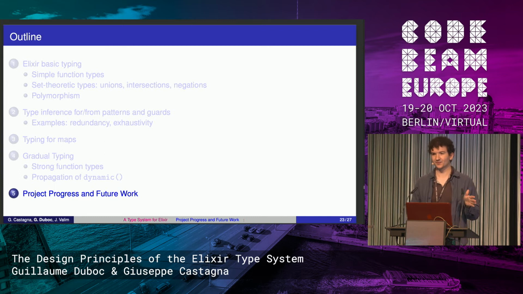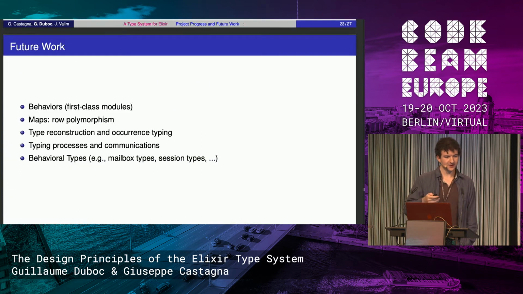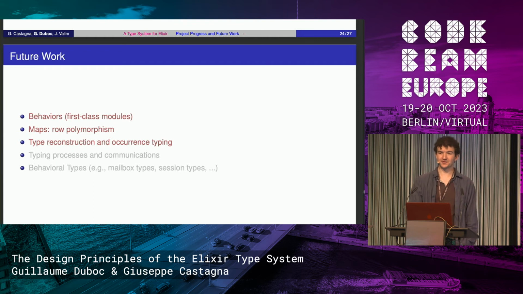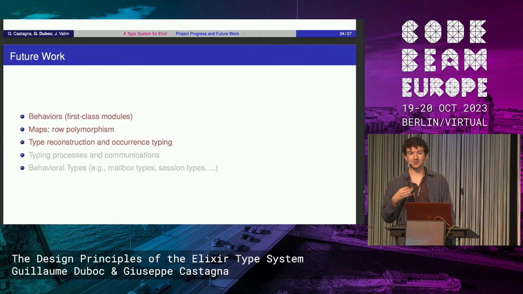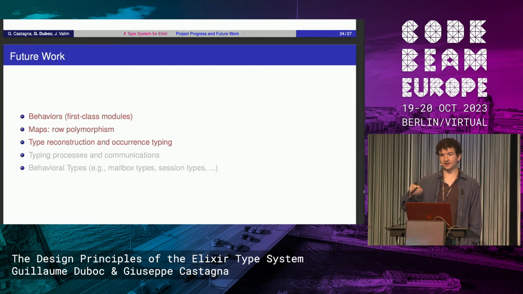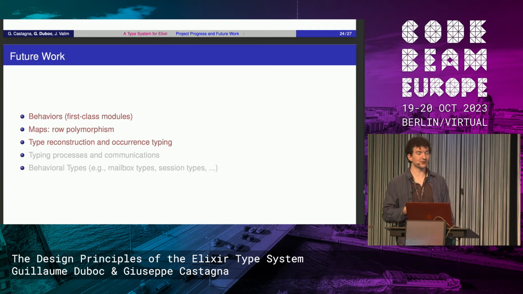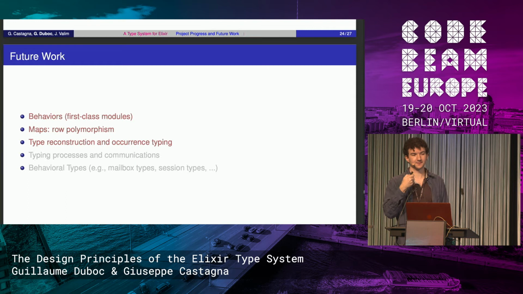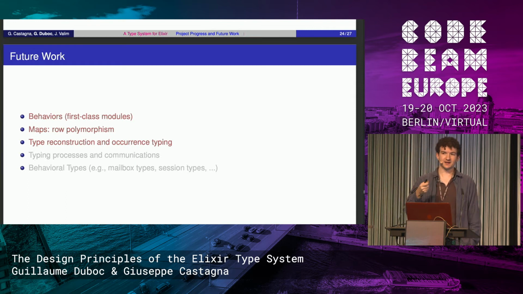So there's still a lot of work to do. In the short and medium term, what we're interested in is working on behaviors by trying to devise a type system with first-class modules that would give us something that corresponds to their use. There's currently work being done to add row polymorphism so that you can write type formats that are precise enough to type, for example, deletion operations.